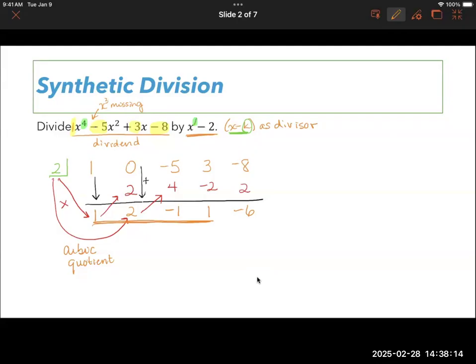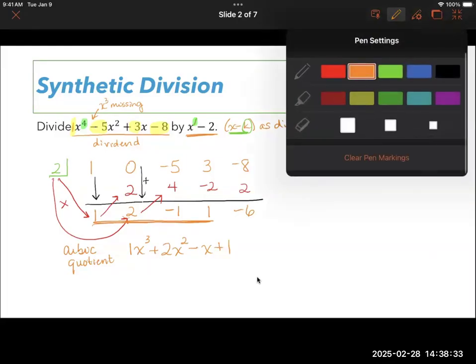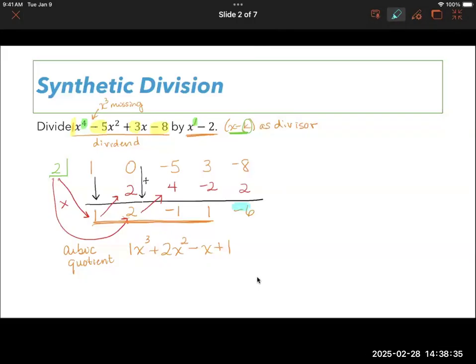So we are going to get a 1x cubed. +2 here means plus 2x squared. The -1 next means -x, and then the +1. Now, what about this -6? Well, the -6 is our remainder.